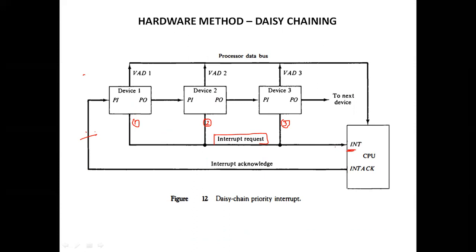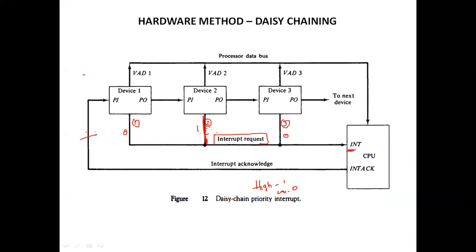When no interrupts are pending, this line is in the high state. If there are no interrupts, it is in the high state, meaning it is not going to accept anything. But if any one of the devices raises an interrupt, it places the interrupt request line in the low state. High state means 1, low state means 0. Suppose P2 wants to send the interrupt, so this line is going to be indicated in one state, and the remaining P1 and P3 remain in the 0 state.